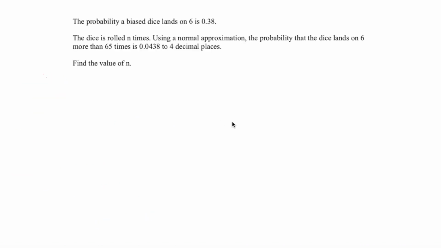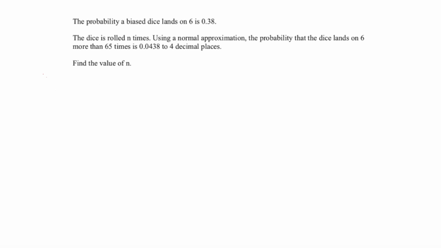So the final question we have says that the probability of a biased dice landing on a 6 is 0.38. So the dice is rolled n times, and using a normal approximation, the probability that a dice lands on a 6 more than 65 times is 0.0438 to 4 decimal places. Find the value of n.